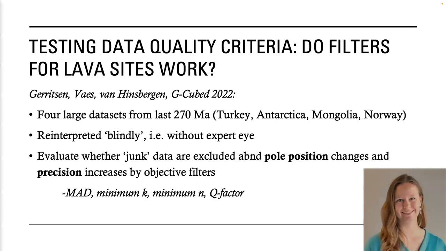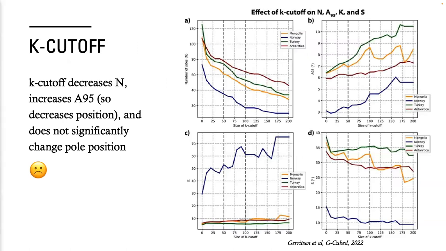And we wanted to see if we could remove the junk data with widely used filtering factors, and whether the pole position and precision changes when we use these objective filters. So one filter that is typically used, and that comes from procedures by people who want to understand VGP scatter, for instance, is to say that lava sites should have a minimum K value. And we expect spot readings, so we should have high K value. So you take a K of 50 or K of 100.